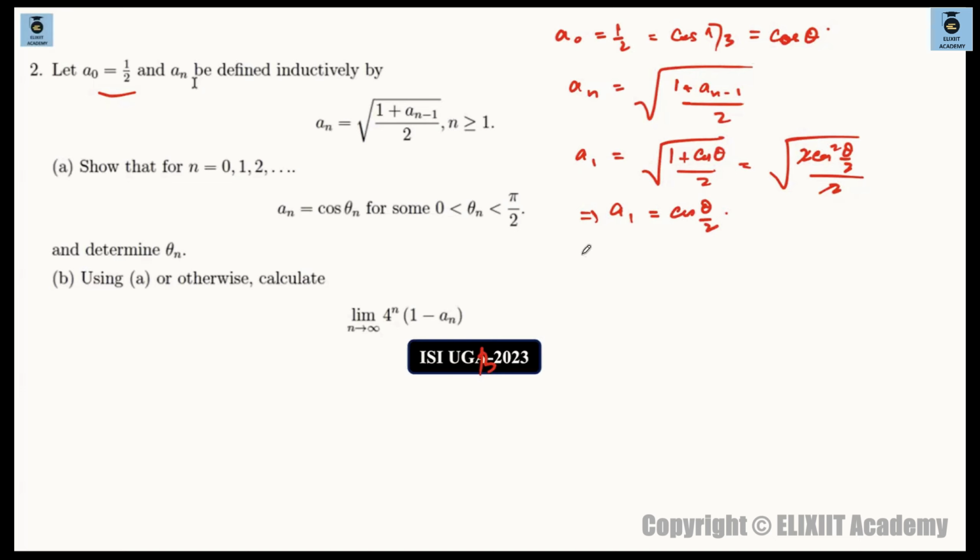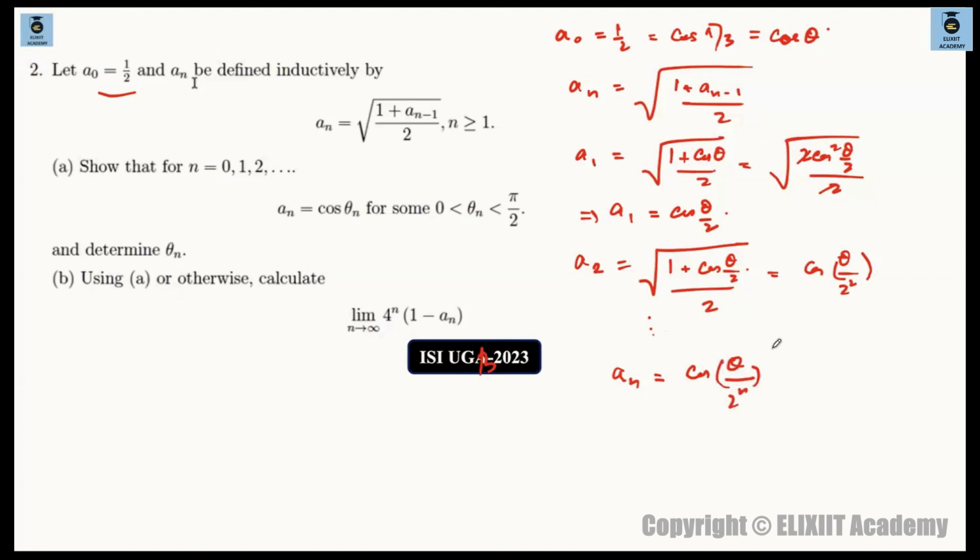So similarly A2, you can show for A2 as well. A2 will be how much? Root over of, similarly, 1 plus cos theta by 2, divided by 2. And this is equal to, similarly, देखो, for A1 we were getting cos of theta by 2. So for A2, just work out this thing, you will be getting cos of theta by 2 square. Theta by 4 आएगा, which is 2 square and so on. This will continue. So in general, an will be cos of theta divided by 2 to the power of n.